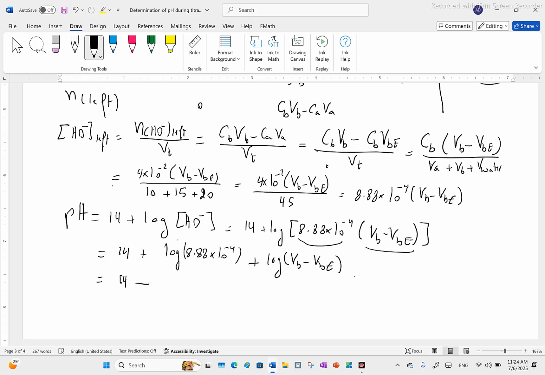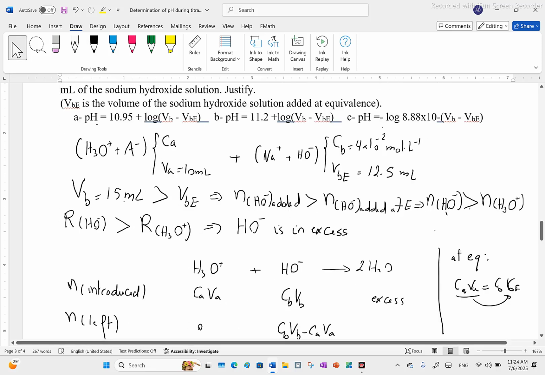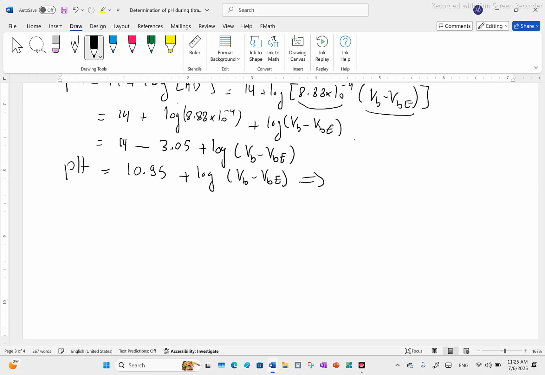Log 8.88 × 10^-4 equals negative 3.05, plus log (VB minus VBE). Then pH equals 14 minus 3.05, which is 10.95 plus log (VB minus VBE). This is the final relation. Then which one is the correct? It is A: pH equals 10.95 plus log (VB minus VBE). Therefore, the correct one is A.